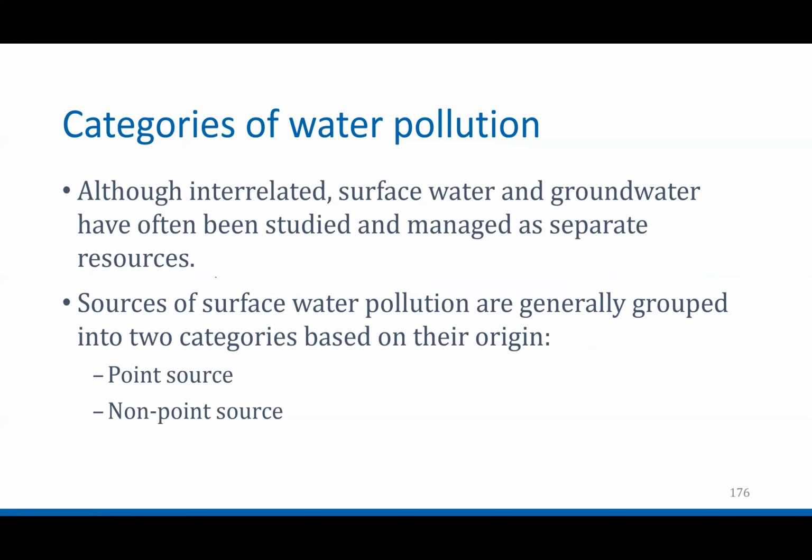So surface pollution, so this is water we see on the surface, could be a lake, a river, or a pond. They generally group the types of pollution into 2 points based on the origin, like where the pollution comes from. And I've talked about these two before, point and non-point source. Point is, again, a type of pollution you can point at the source.